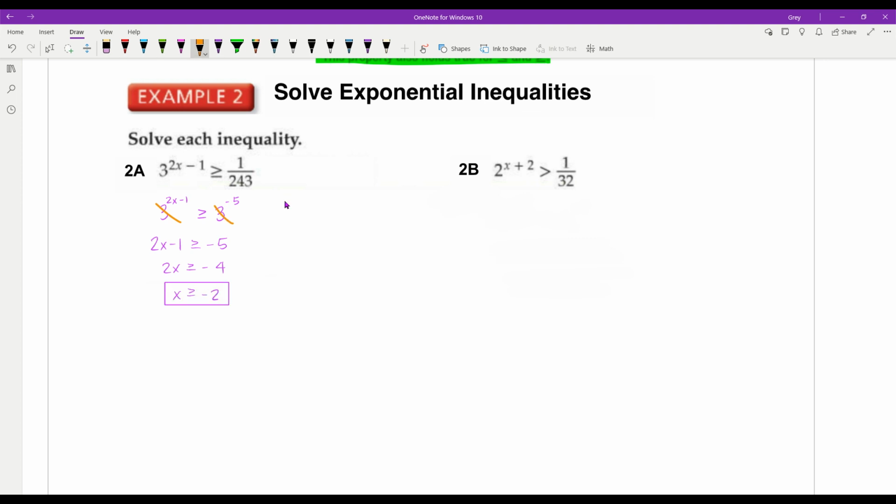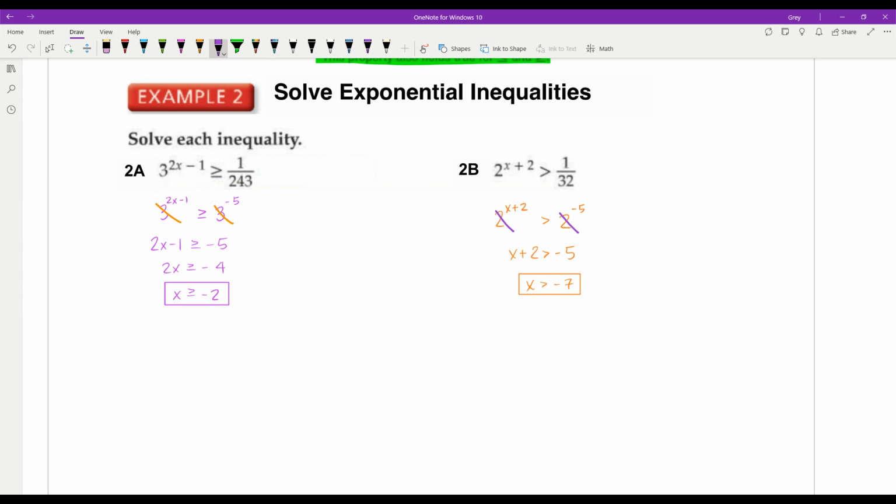All right, last one. Again, 2 to the x plus 2 is greater than 1 over 32. So when you're rewriting these bases, y'all, 2 to the x plus 2 is going to stay the same. 32 is 2 to the 5th power, but this doesn't say 32. So that exponent can't be a 5. It has to be a negative 5. And then, as we've been doing, my bases are now the same. So x plus 2 is greater than negative 5, and x is greater than negative 7.